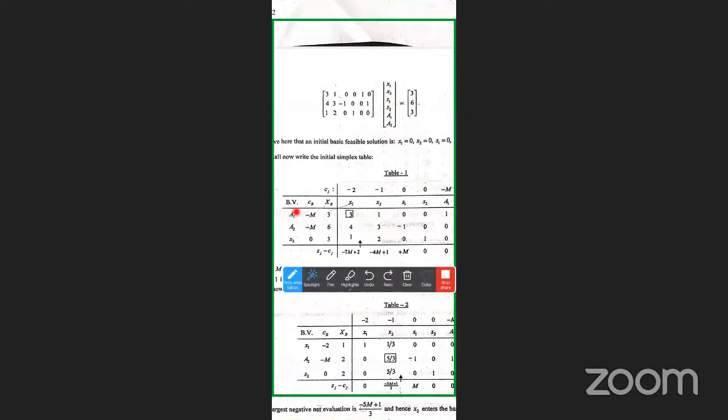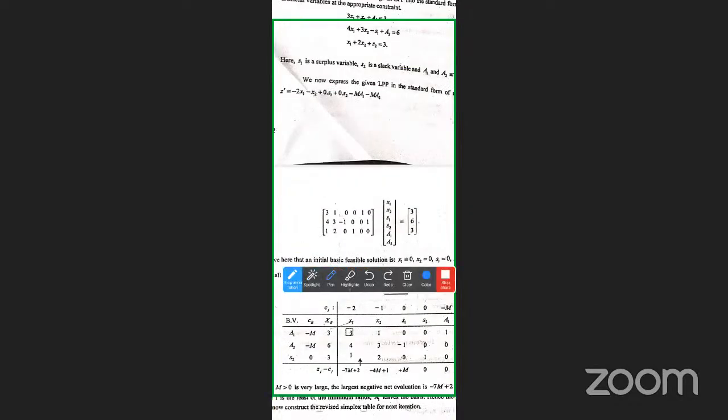So these are the basic variables A1, A2, S2. So simplex table. In the simplex table, first one is basic variables. So basic variables are A1, A2, and S2. So these are the basic variables in equation 1, 2, 3. So next CB, coefficients of basic variables in the objective function. Basic variable coefficients minus m for A1, A2. So next S2 0.